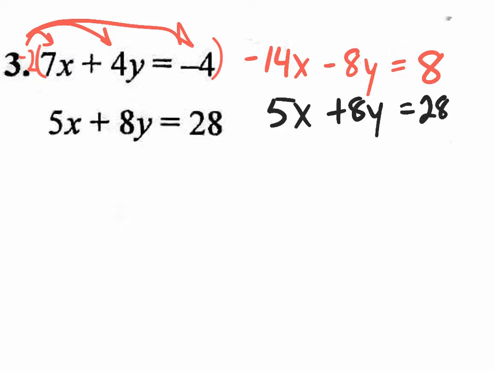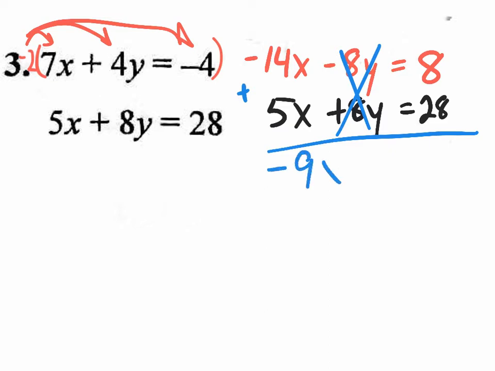And now it really is ready to combine and eliminate the y's again. So the 8y and the negative 8y cancel out. The negative 14x and the positive 5x give me a negative 9x equals, and 28 plus 8 is 36.